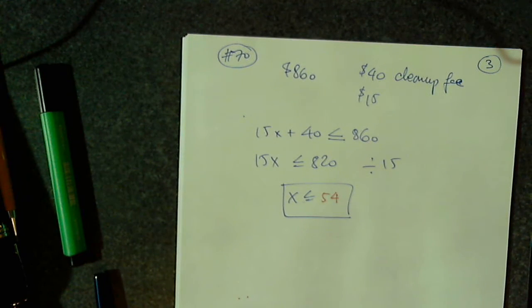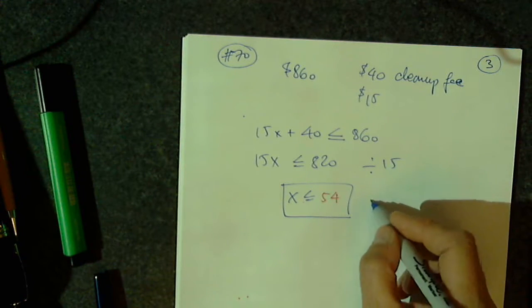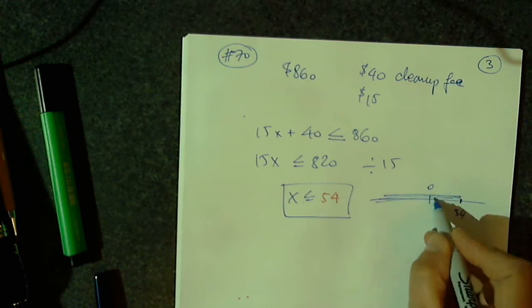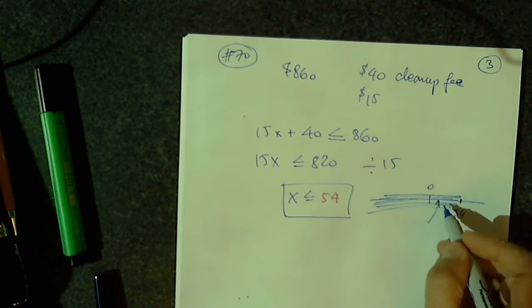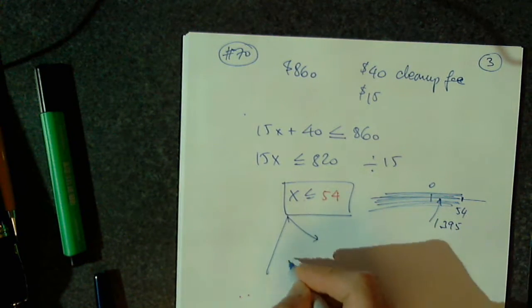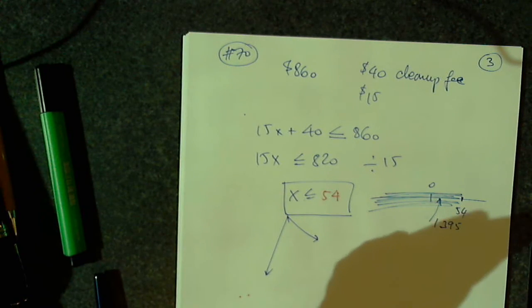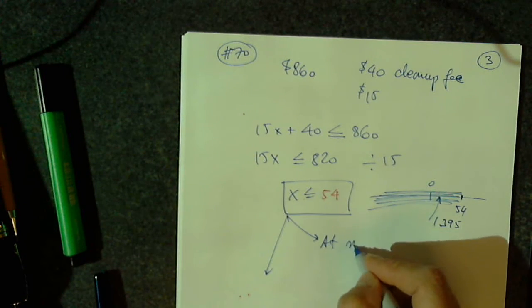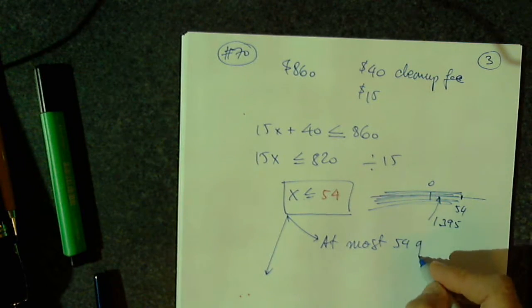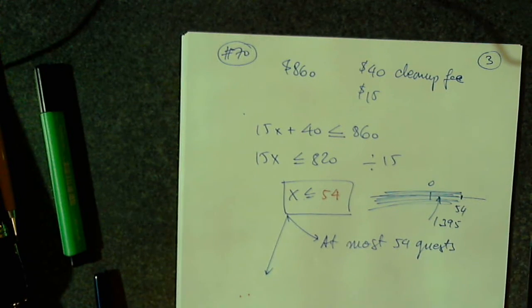Why? Because as we know, this represents everything here, including 1.395. But can I have 1.395 people? No. So I have two options of writing the solution. One option is plain English, which I accept. At most, 54 guests. That's perfect.